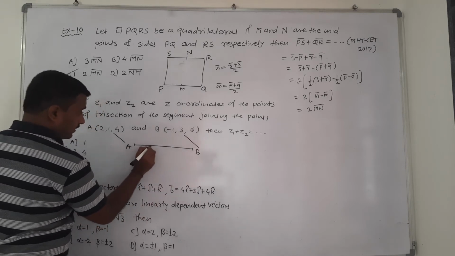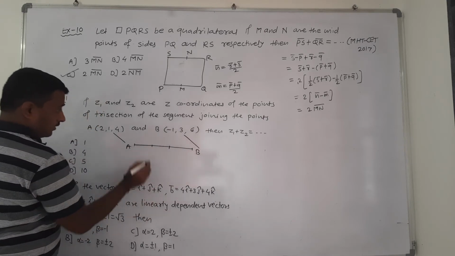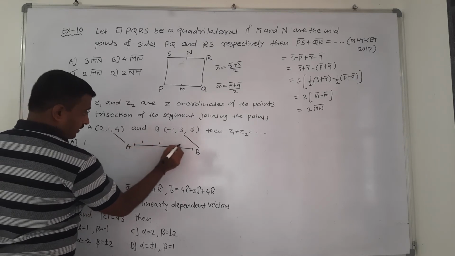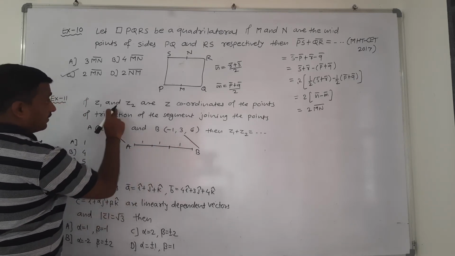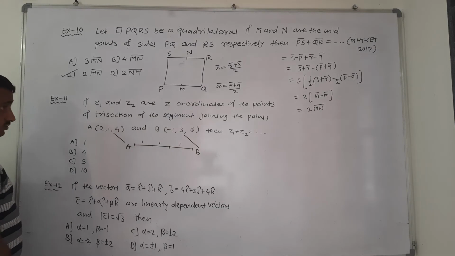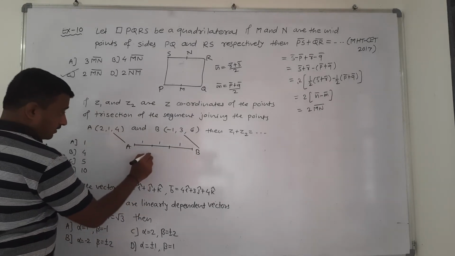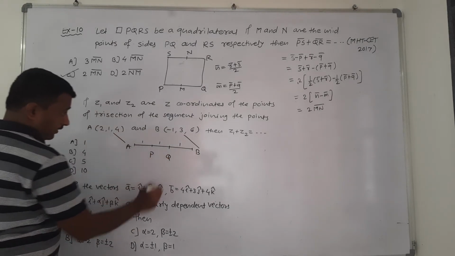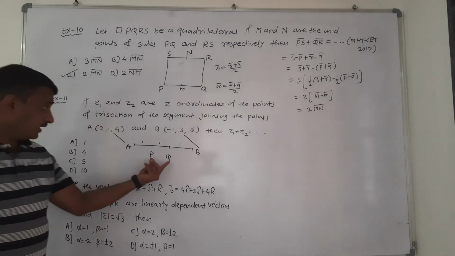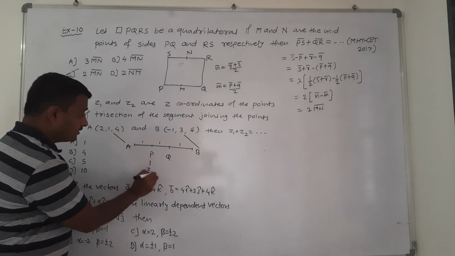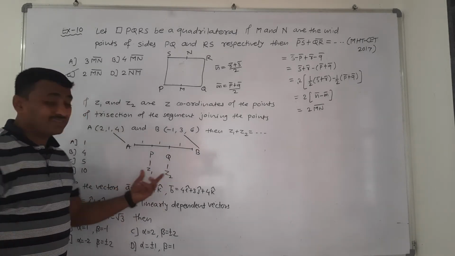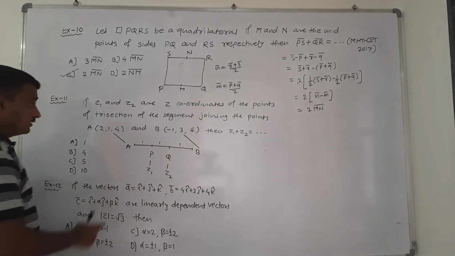Trisection of this point, that is 1 and 2 equal, that is here as a 1, here as a 1, here as a 1. Z1 and Z2 are the Z coordinates of the trisections. Suppose here is the first point P, here is the Q point. Then its Z coordinates are, suppose, Z1 and Z2. Then we want Z1 plus Z2.